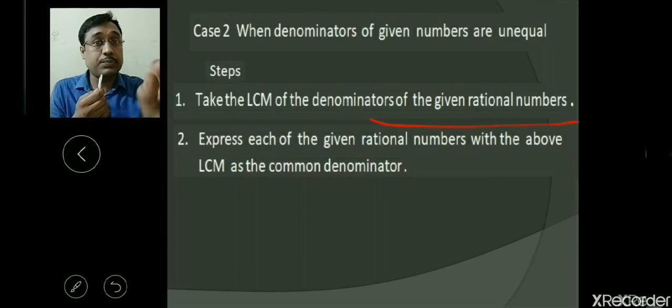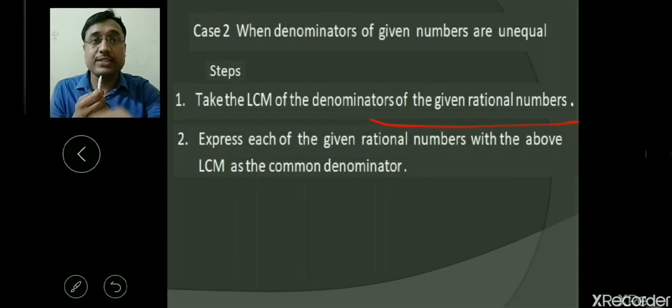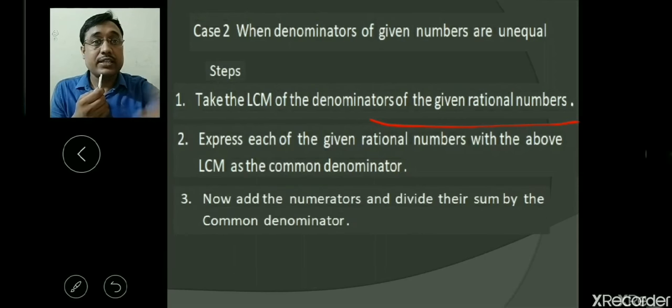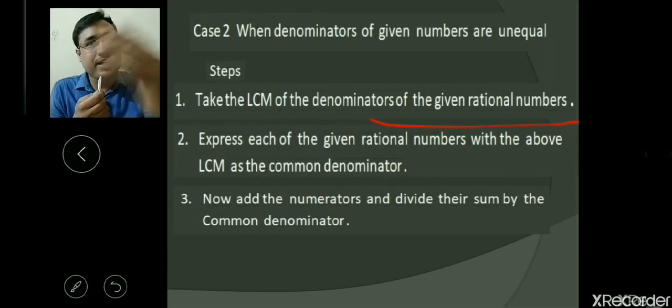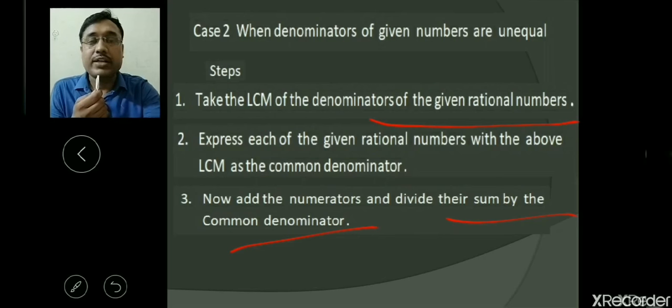Expressing means converting each of the given rational numbers into a rational number with the common denominator. And what is the common denominator? That LCM you have found. Next, now add the numerators and divide their sum, because now the denominators are the same. So it becomes case 1 only, where the denominators are the same. So now add the numerators and divide their sum by the common denominator. This is the process, students.